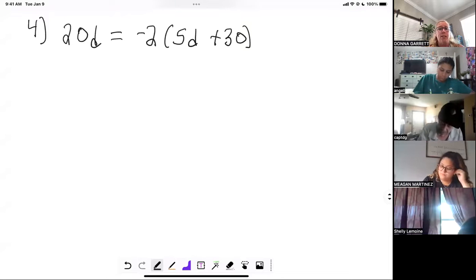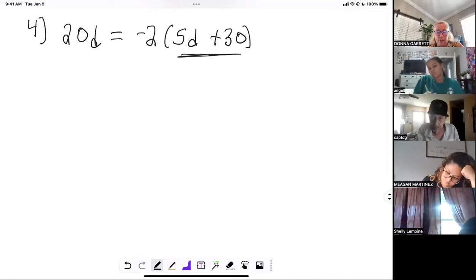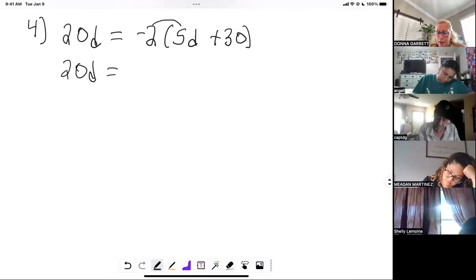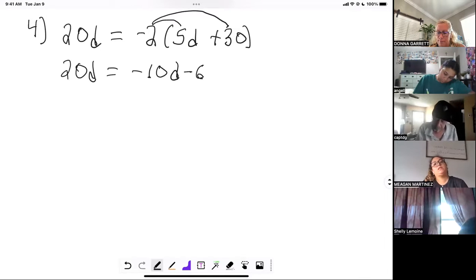Okay, we have D on both sides, and I have a number and I have parentheses. This is simplified. I can't simplify it anymore. They're not like terms, so I can't combine them. So I am going to distribute. I'm going to write 20D down, and I'm going to distribute. -2 times 5D is -10D. And -2 times 30 is -60.